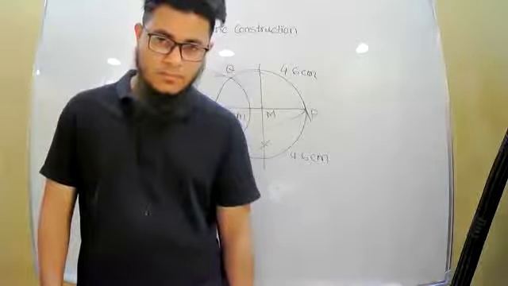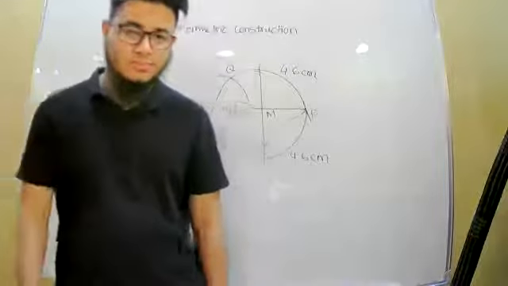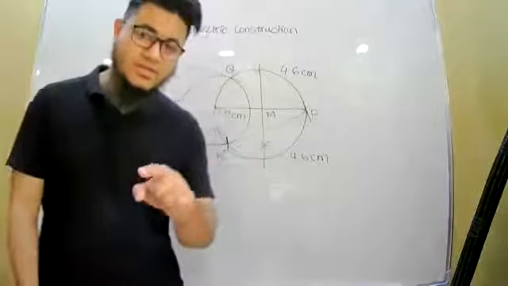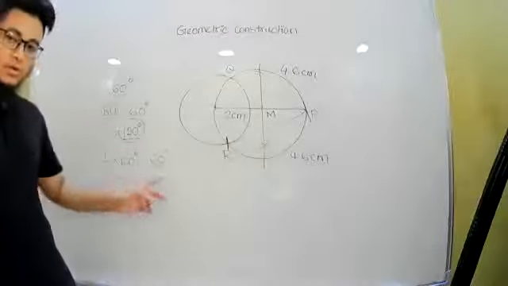Half of the supplementary angle of 60 degree. Supplementary angle of 60 degree, that is 120 degree. But half of it is half into 120 equal to 60.